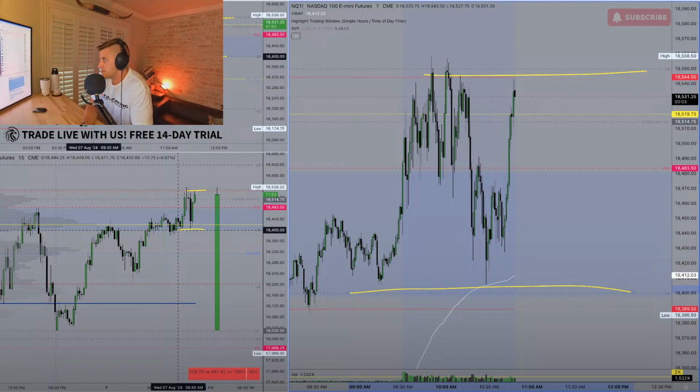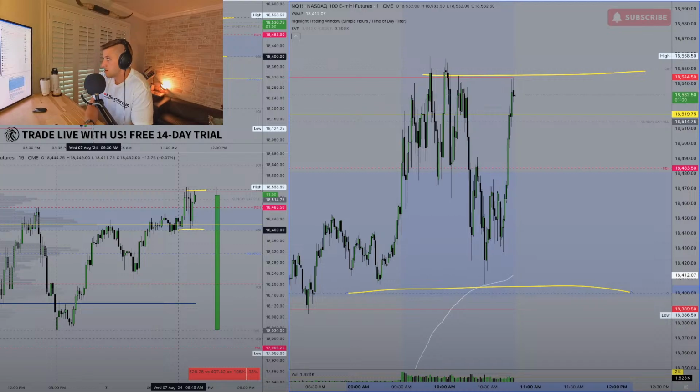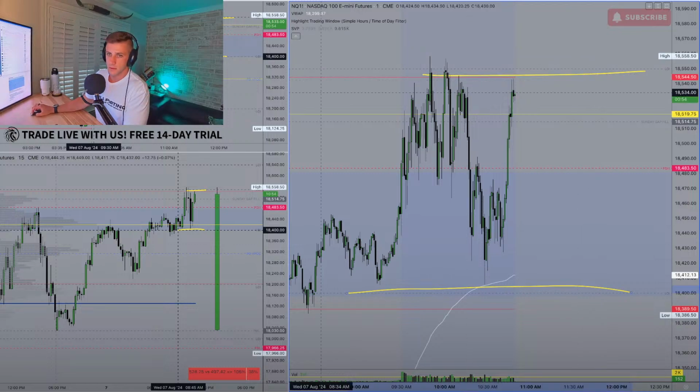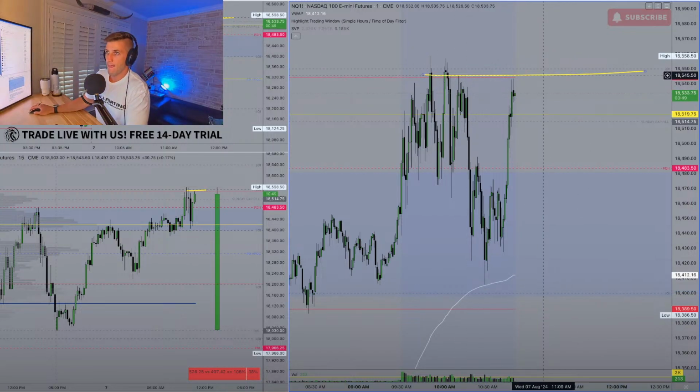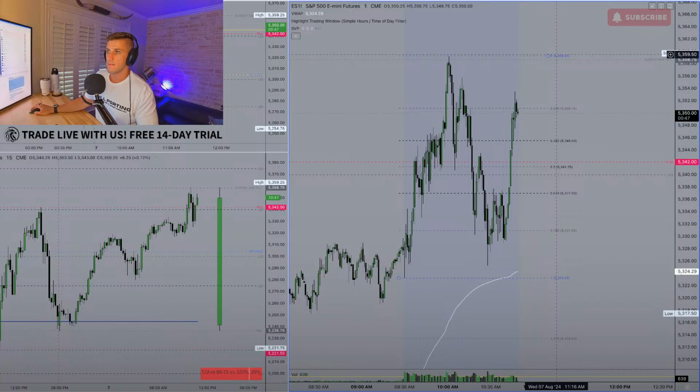Anyone end up in longs from lower there on NQ? There's ES.